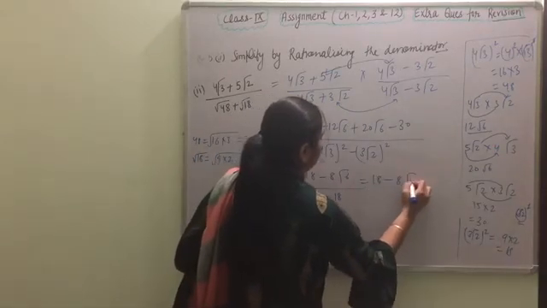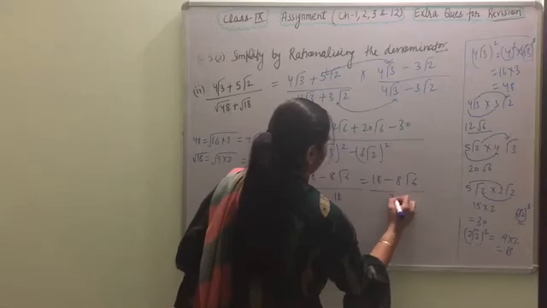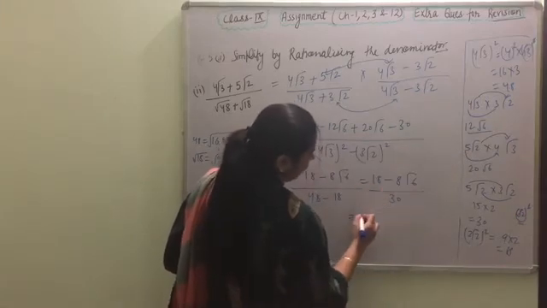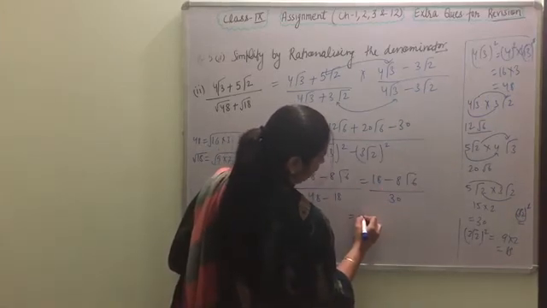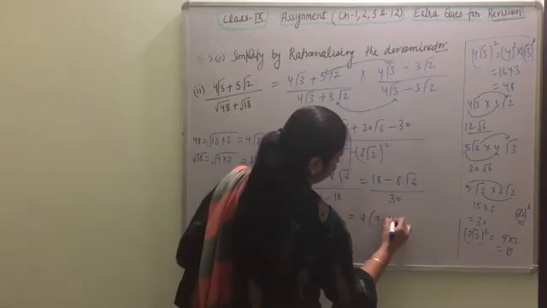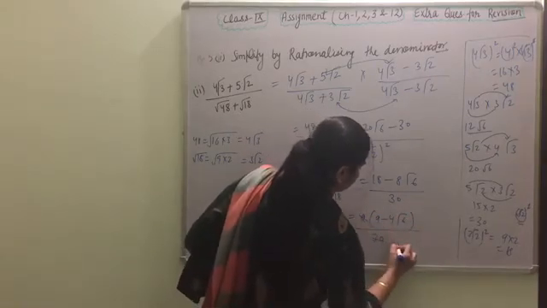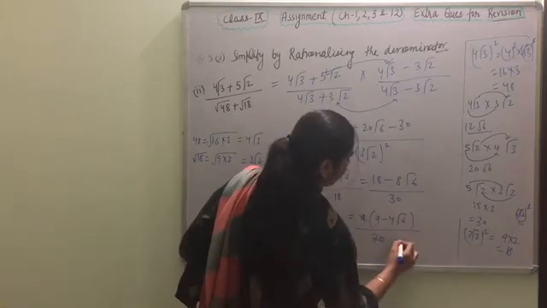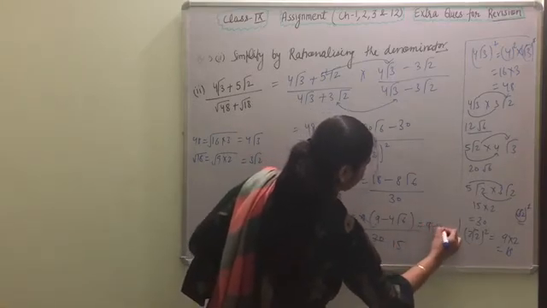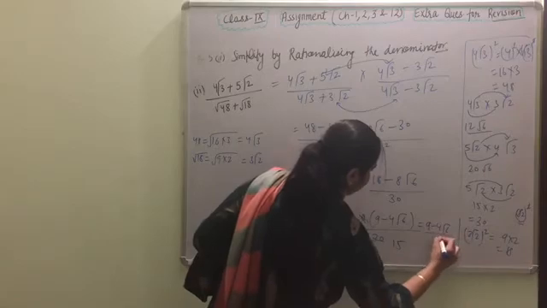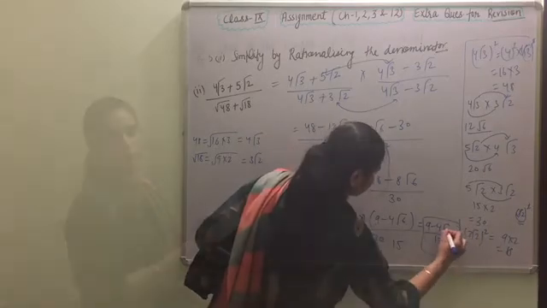18 minus 8 root 6 divided by 30. We can simplify this further. We can take 2 as common. So 9 minus 4 root 6 divided by 30, so 9 minus 4 root 6 by 15. 9 minus 4 root 6 by 15 is the final answer.